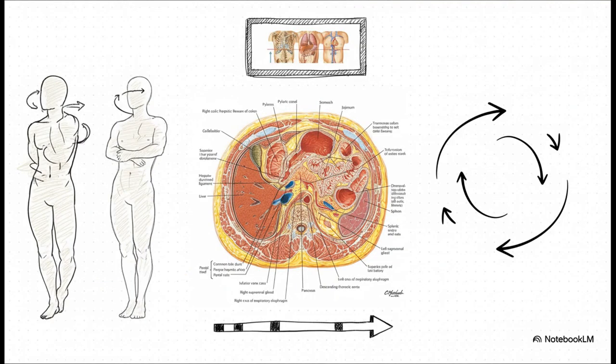Our third and final plane is the transverse plane. This is a horizontal cut, like a magician sawing someone in half, dividing the body into upper and lower sections. Any kind of twisting motion, like turning your torso, happens here in the transverse plane, and this detailed look at the abdomen gives you a perfect top-down view.